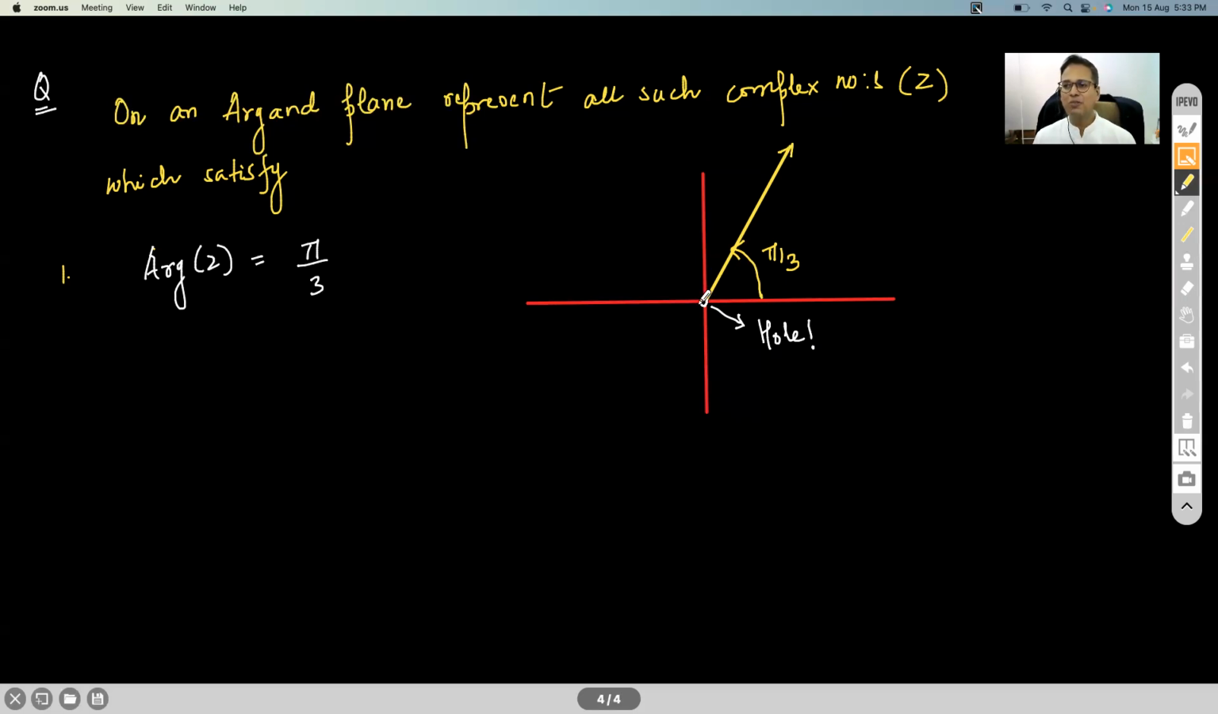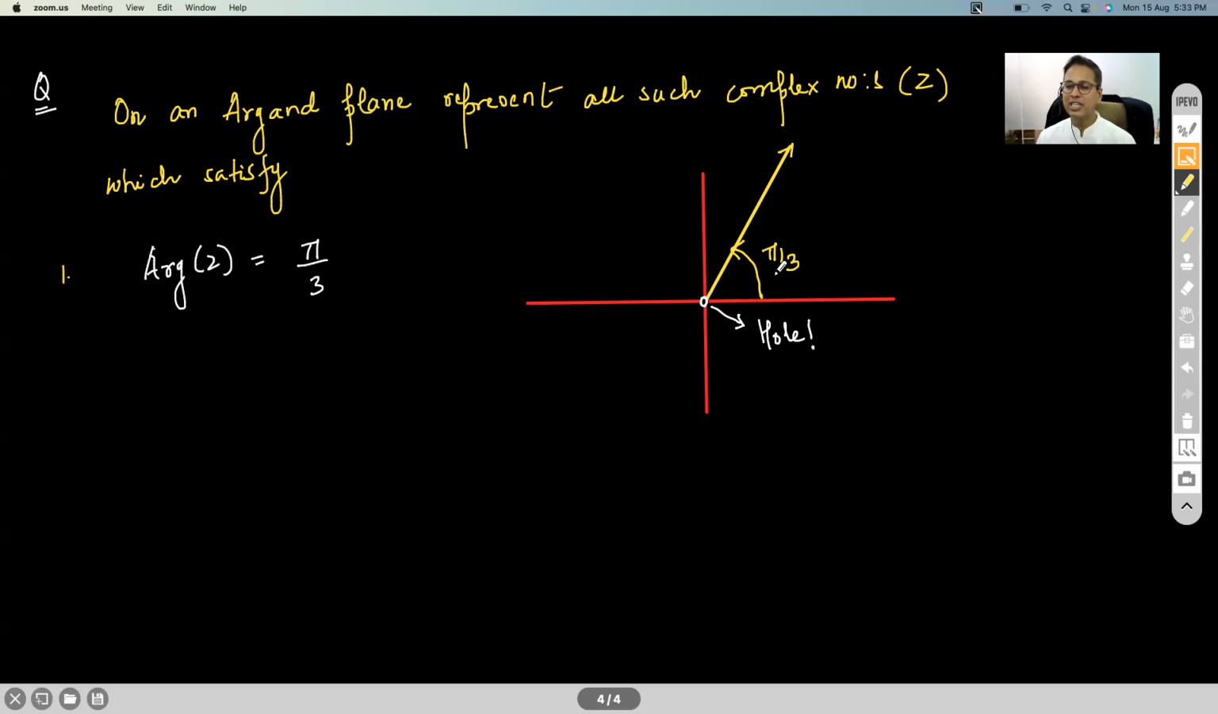Right? There will be a hole because it signifies that the origin will not be part of that Z. Because if you're saying the origin is included in your answer, it is like saying the argument of the origin is pi by 3. But we have already seen that the argument of the origin, or 0, is undefined, right? So you have to show this hole.